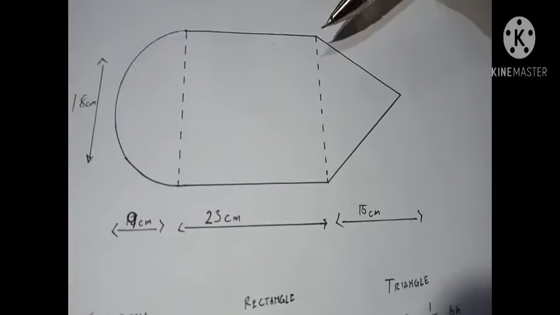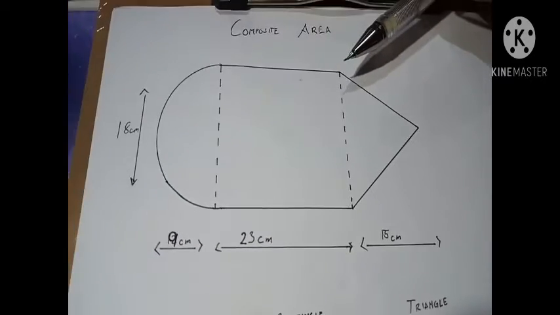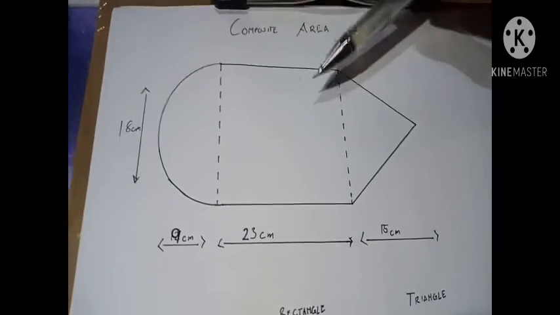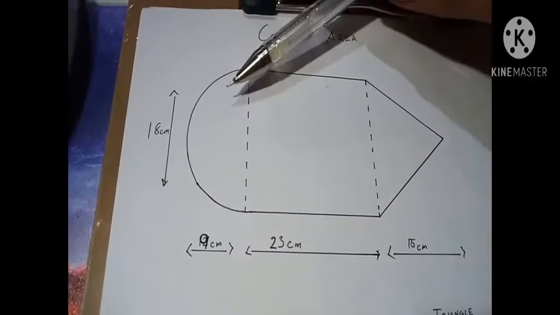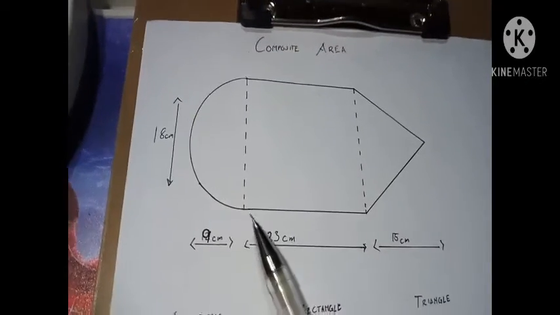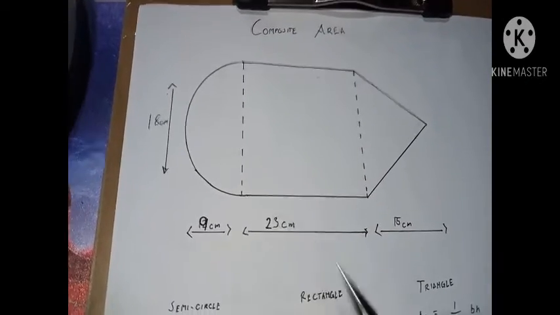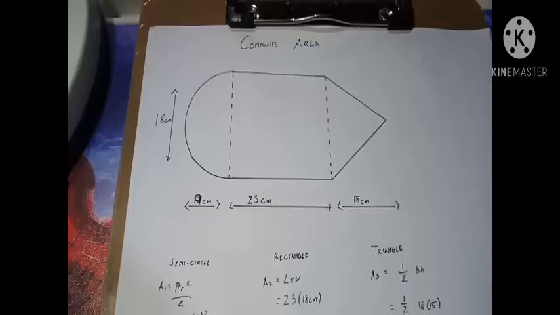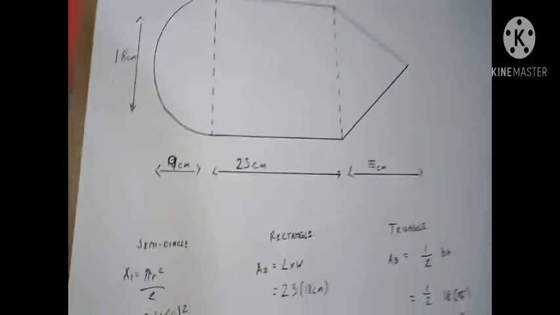So here we'll talk about the composite area. We have here a figure which, as you can see, contains a rectangle, a semicircle, and a triangle. We will have to find the area of these three shapes, then add it together to get the composite area of this problem.